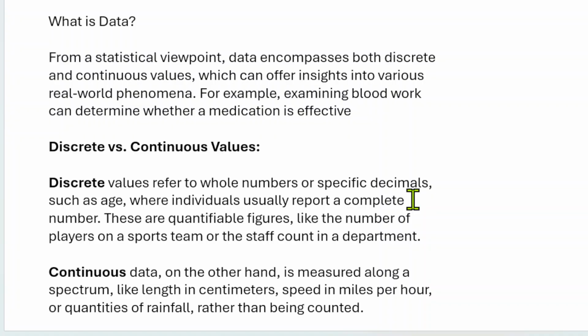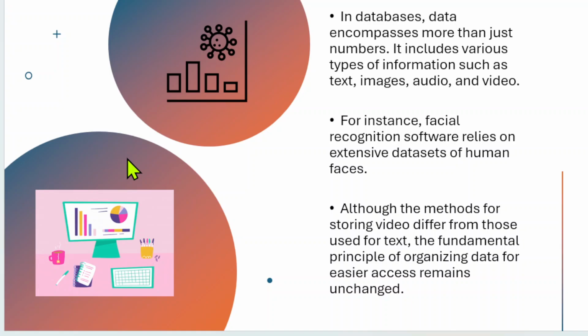And again, this is purely statistical, where data really is only numbers. It really exists in a numerical area. Now in a database, data can be much more than numbers. It's various types, everything from text, images, audio, video. Facial recognition software relies extensively on data sets of human faces. Now they're all vectorized and placed into numbers, but that's what gets loaded in their faces. Although storing video is different than text, fundamental principles for organizing data are the same, so we just keep that going.